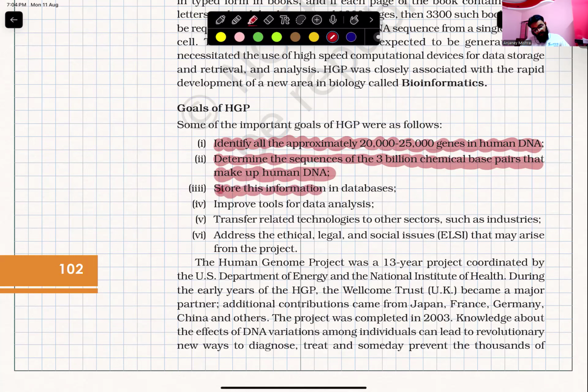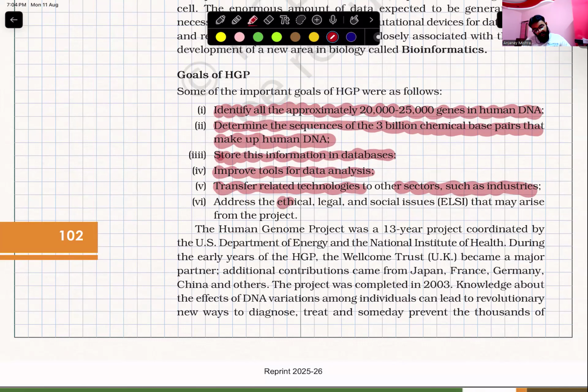Store this information in some database. Improve the tool for data analysis. So they didn't just want to store the data, they wanted to analyze it and to use it. Transfer the related technology to other sectors such as industries so that it can be used. Arey bhaiya, you are sequencing human DNA, at least use it for making some medicine, some industrial purposes and all of that. On top of that, they wanted to address the ELSI.